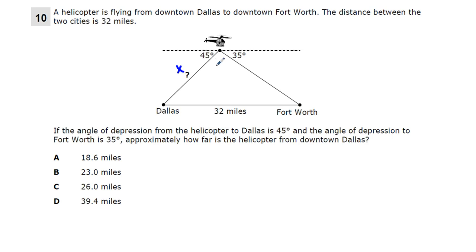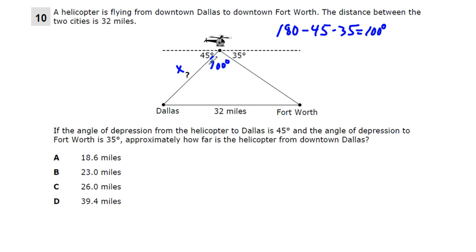I don't know how readily apparent this is, but it's going to help us enormously to find out what this angle here is. To find out what that is, we're going to have 180 minus 45 minus 35, and for that we're going to get 100 degrees. So we're going to have 100 degrees right here.